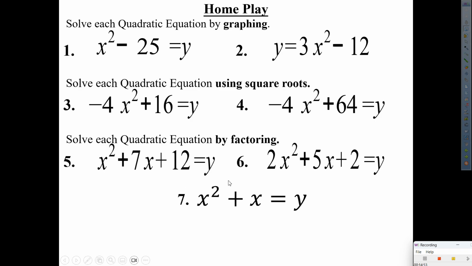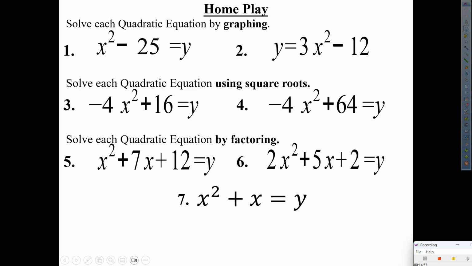Oh, yeah. All right, get a Cornell note ready, please. I can solve and graph quadratic equations by graphing, using square roots, and factoring, since we're already experts at all that. Three different methods.